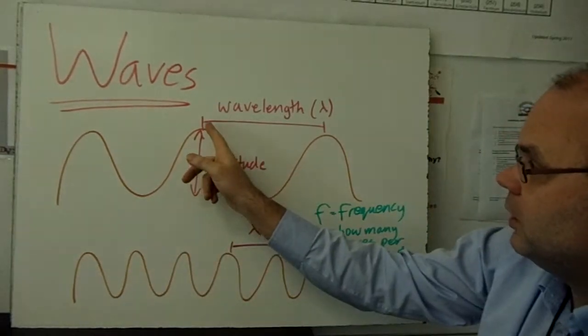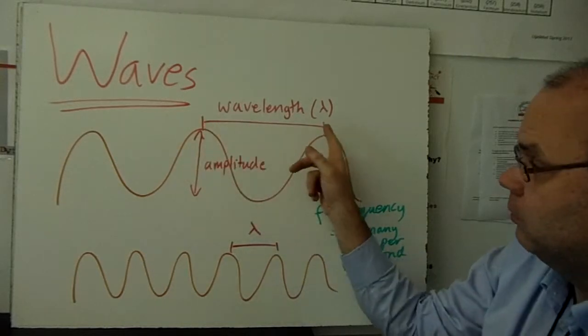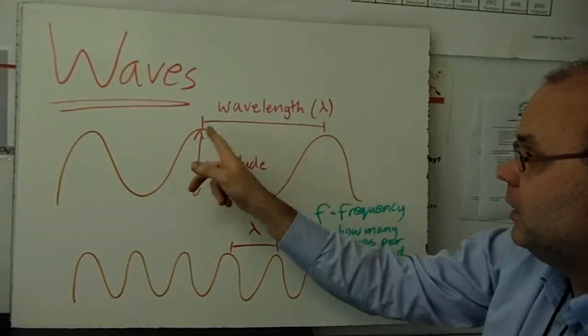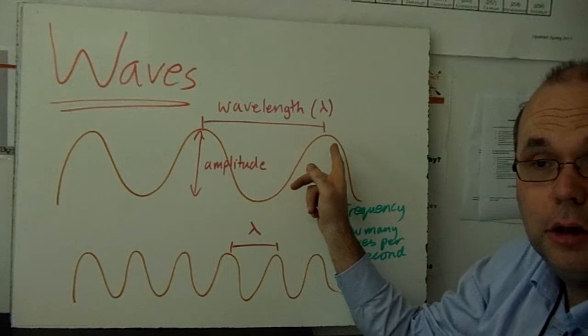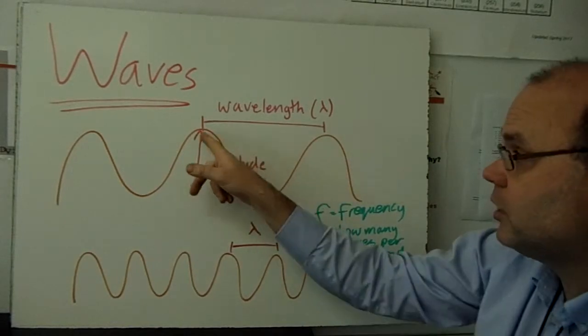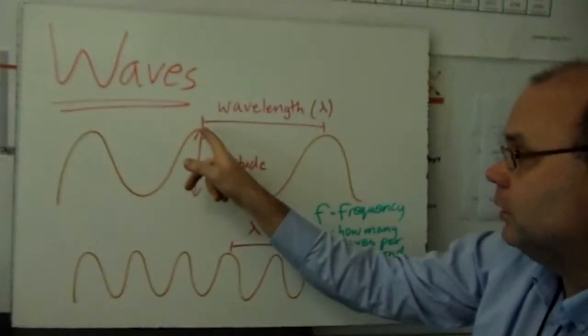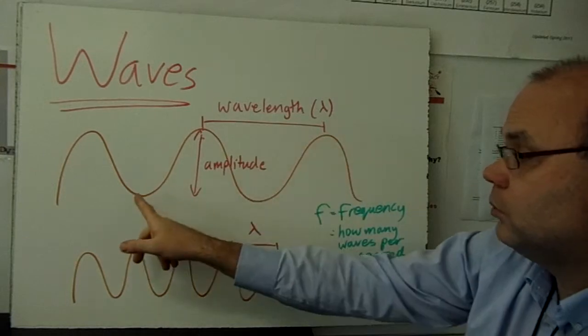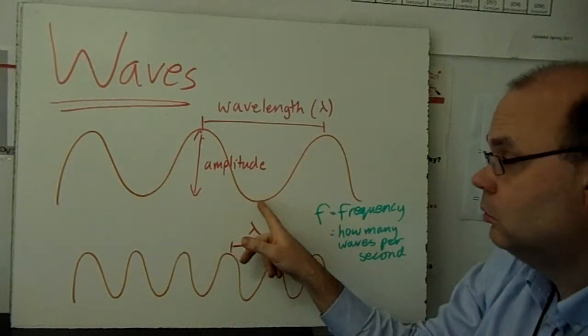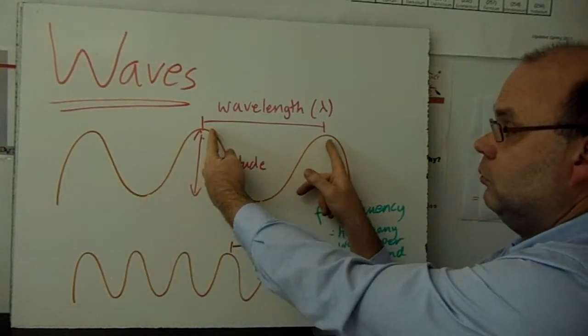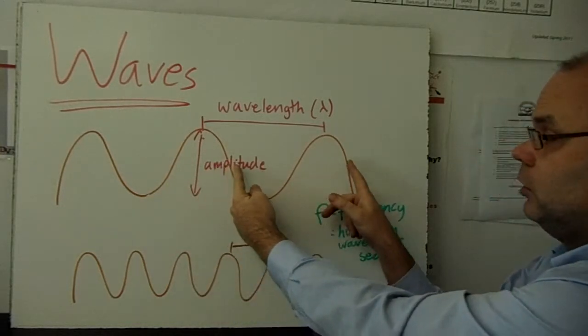In a wave, we can talk about the wavelength. The wavelength of a wave is how long it is. The length of the wave. We measure from the same place on the wave. So from the top to the top, or we could measure from the bottom to the bottom. It would be the same, right? We could measure from the middle to the middle.